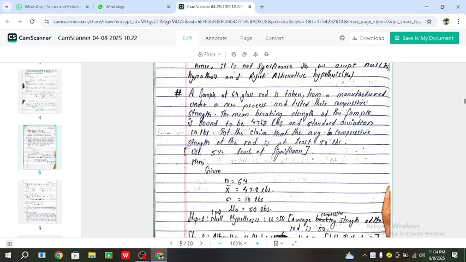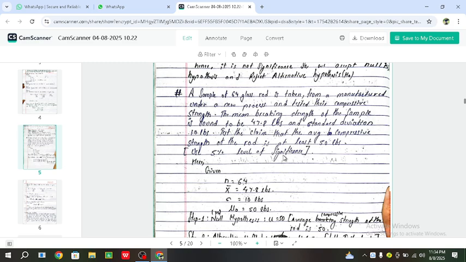A sample of 64 glass rods is taken from a manufacturer under a new process and tested for compressive strength. The mean breaking strength of the sample is found to be 47.8. That means the sample size, mean, and standard deviation are given. The claim is that the average compressive strength of the rod is at least 50. Oh my god, here this word came, at least, as I already told you. And assume the 5% level of significance.